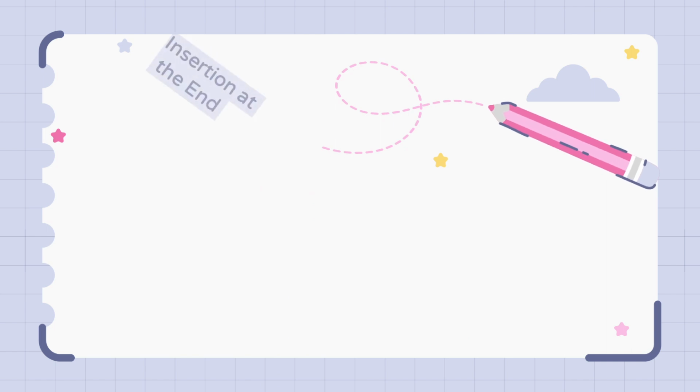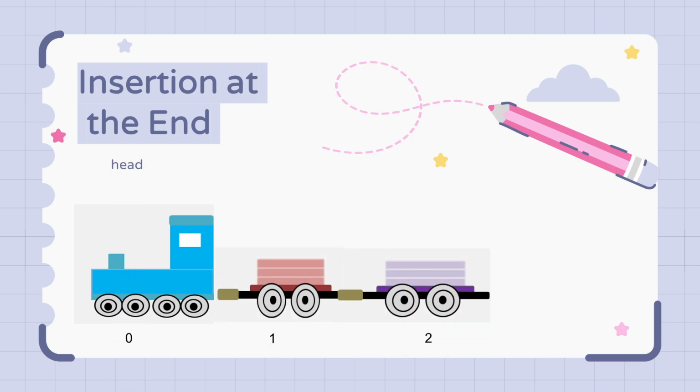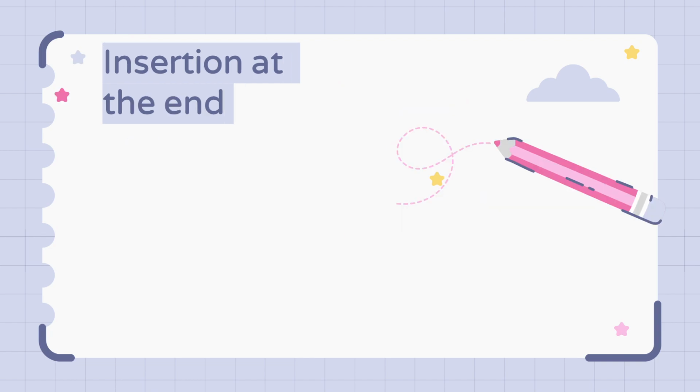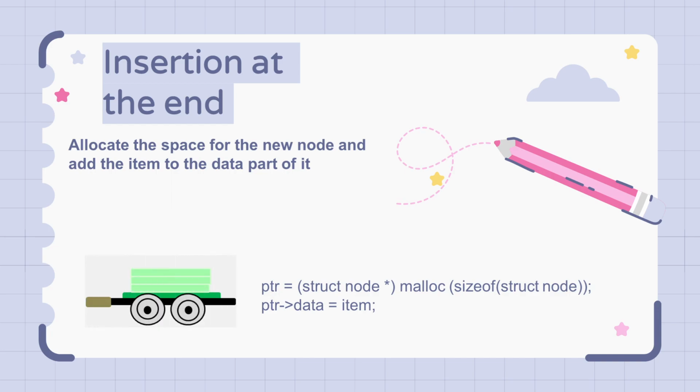Finally, we'll be looking at insertion at the end. Again, we have a singly linked list with three nodes and a head pointer pointing to the node at position 0. Now, make sure that the node at the last position always has the next pointer pointing to null. Now try inserting the new node after position 2, that is at the last position. Now allocate the space for the new node and add the item to the data part of it. The new node that we want to insert here is PTR.